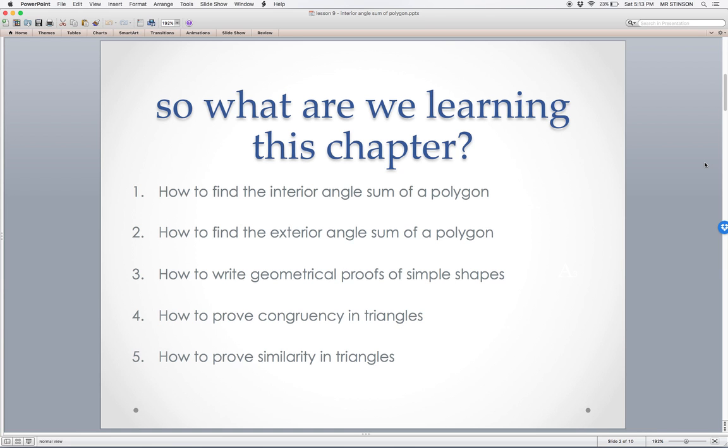Let's look quickly at what we're going to be learning for the whole chapter. Today's lesson is number 1, how to find the interior angle sum of a polygon. Lesson 2 will be how to find the exterior angle of a polygon. Lesson 3 is how to write geometrical proofs of simple shapes. 4, we're going to be looking to prove congruency in triangles. And Lesson 5 will be how to prove similarity in triangles.